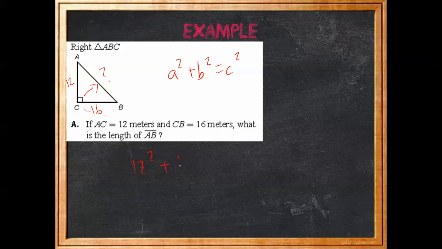So we would say 12 squared plus 16 squared equals C squared. 12 times 12 is 144. 16 times 16 is 256. That's going to equal C squared. So we add 256 to 144, which gives us 400. Then to find C squared, the opposite of squaring something is to take the square root, so we take the square root of both sides. So C equals 20. So side AB would equal 20 meters.